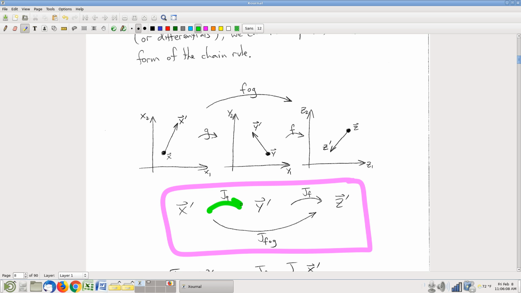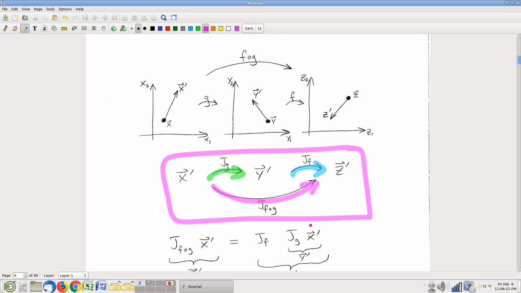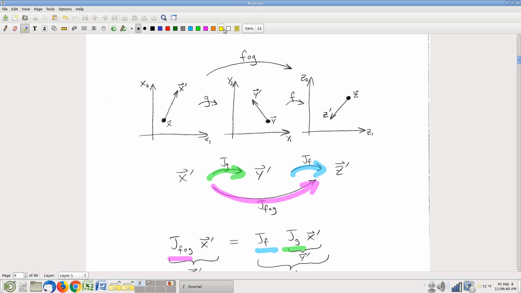I know multiplication by Jg turns x prime into y prime, and the multiplication by Jf turns y prime into z prime, but I know that multiplication by the Jacobian of the composition turns x prime into z prime. Well, that automatically tells you then, just because multiplications multiply, that these two matrices have to be equal. The product of those two matrices has to equal that matrix.